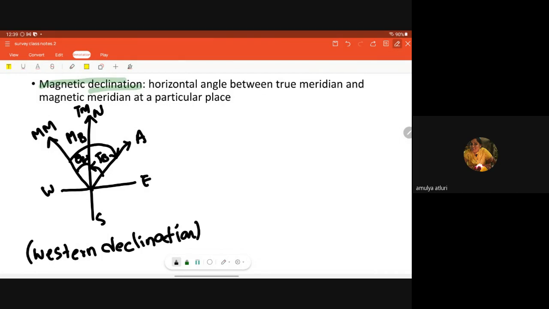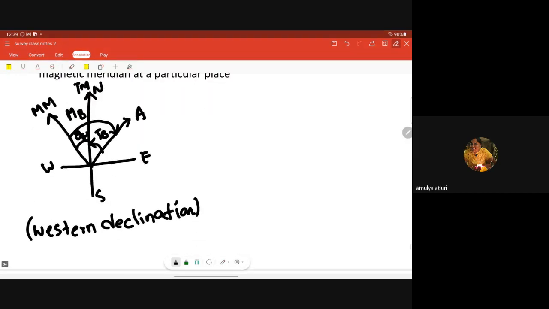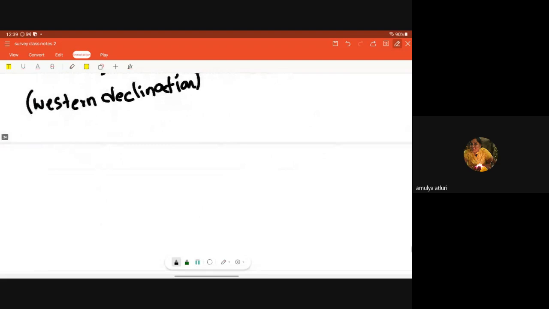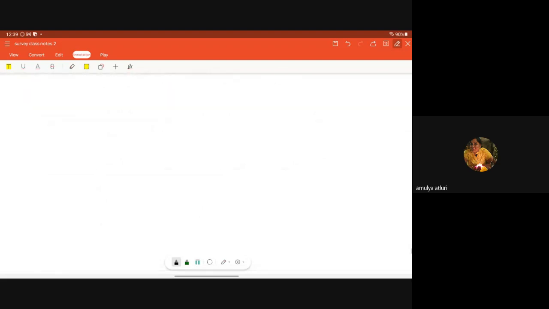So how do we calculate MB? You can see that magnetic bearing is equal to true bearing plus western declination. So true bearing in this case is equal to magnetic bearing minus theta W. This is your declination when it is towards the west.